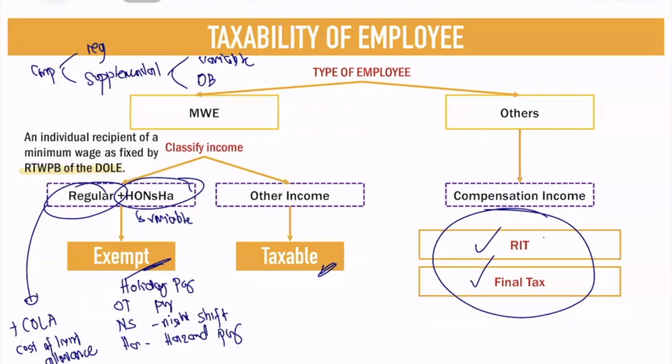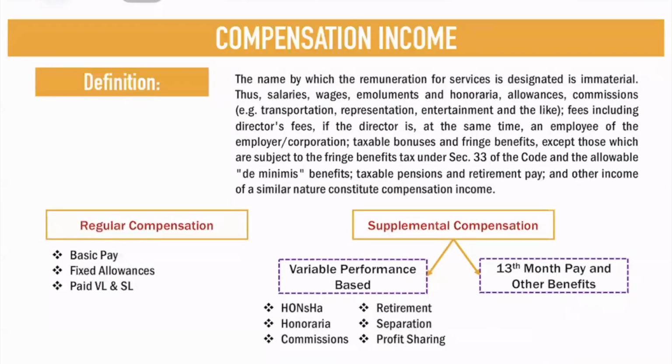So now, having known that, let's discuss your compensation income. So what is a compensation income? Your compensation income is the remuneration for services. And normally, this remuneration has different names. It can be salaries, it can be wages, it can be emoluments, it can be honoraria, allowances, or commissions, etc. So there are different ways on how they name their compensation. But all in all, under the tax code, we consider that as compensation income.